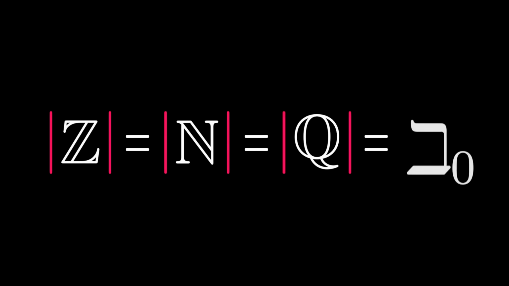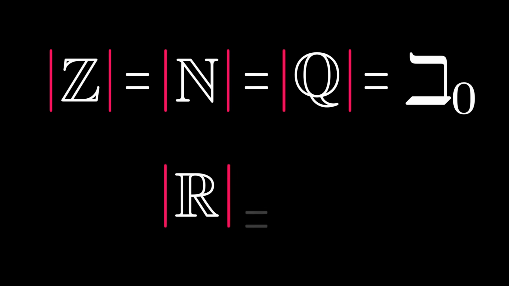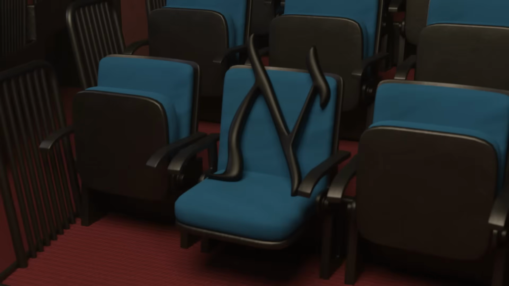Specifically, the cardinality of the integers, which is also the cardinality of the naturals and the rationals, is denoted bet 0, while the cardinality of the reals is denoted bet 1. If you've heard about this topic before, you might be wondering where Aleph went. They're on break right now, but we'll get into their story once we explore these cardinalities a bit more.